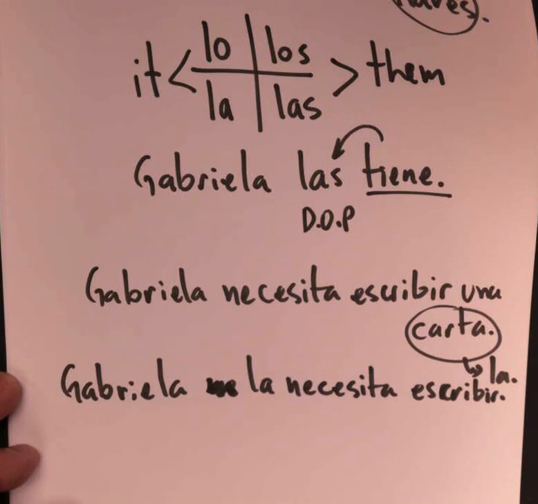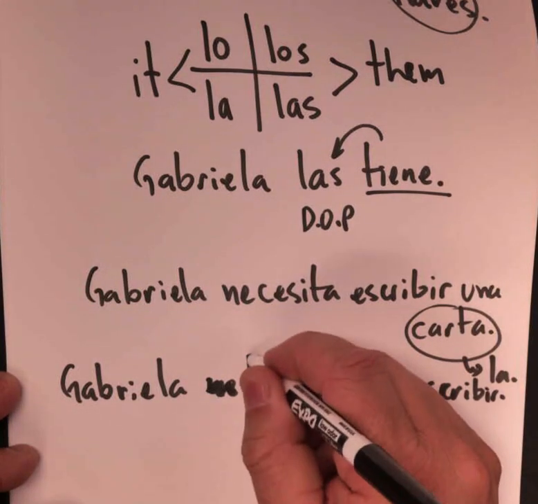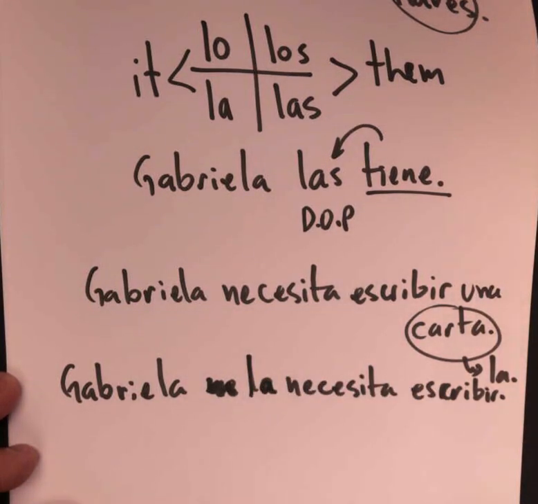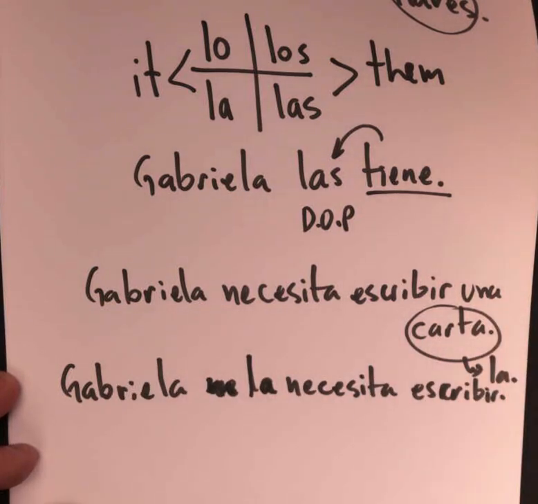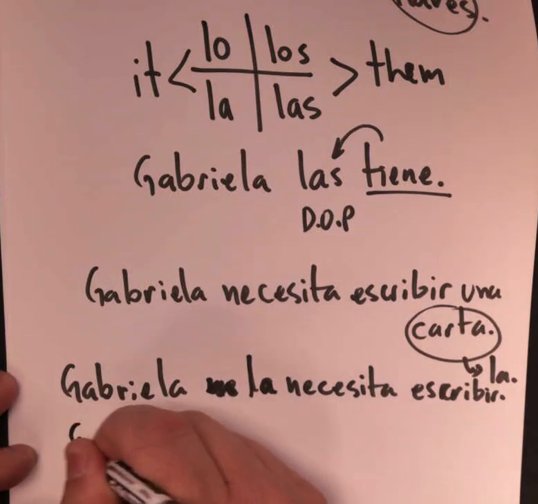Now we can see these object pronouns as ways to speak less also. Gabriela necesita escribir una carta, perhaps it's a lot to say, so Gabriela la necesita escribir, it's a little bit less. One less word that we need to say, right? Okay, la necesita escribir. Now, since this construction has an infinitive, I can also say it in another way.